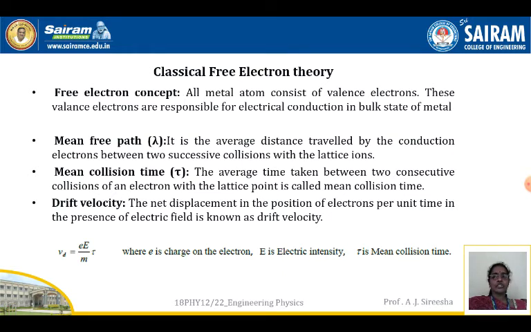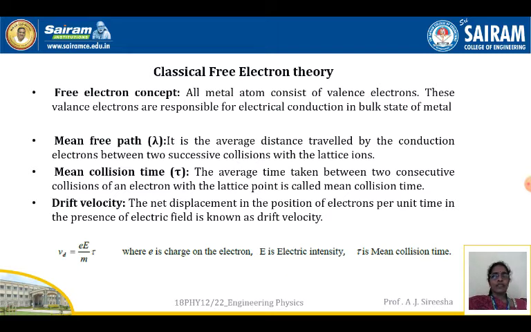Next is mean collision time, denoted by tau. The average time taken between two successive collisions of an electron with the lattice point is called mean collision time. Next is drift velocity. The net displacement in the position of the electron per unit time in the presence of an electric field is known as drift velocity.